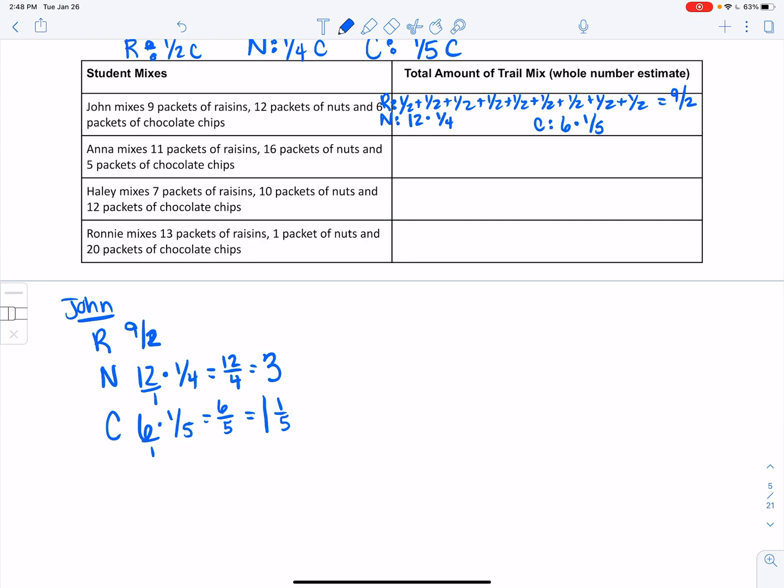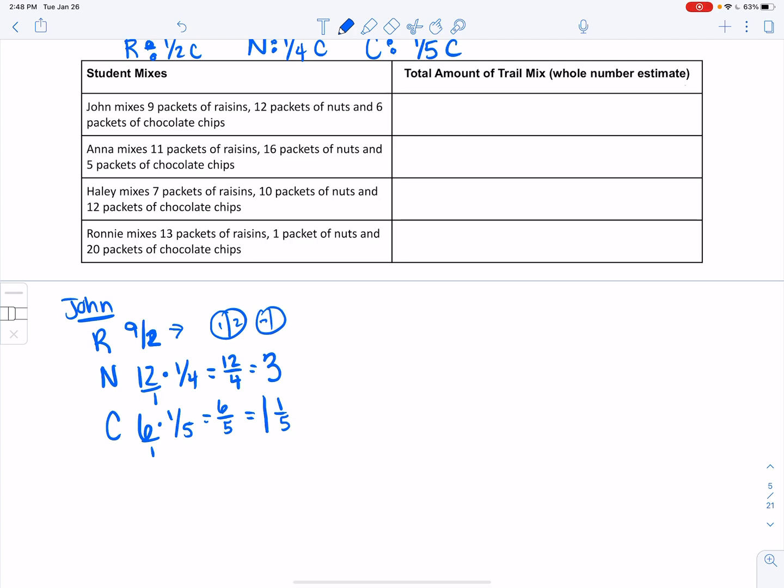So they are asking, I'm going to erase all this now because that's going to be where my answer goes. They are asking how much total he has. So that means I need to take this 9 halves and draw a picture if I want to. 1, 2, 3, 4, 5, 6, 7, 8, and then he's got 9. So how many whole cups does he have? So raisins, he's got 4 1/2 cups. Nuts, he's got 3. And chocolate, he's got 1 1/5.